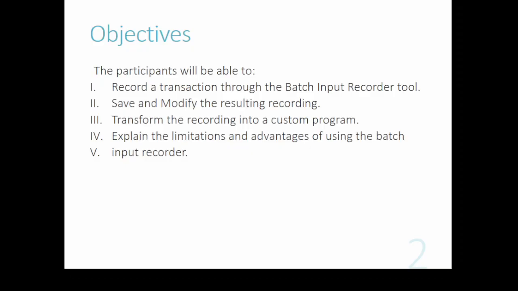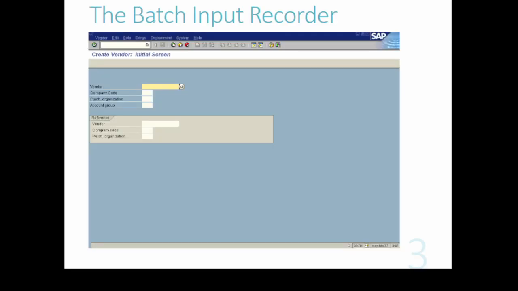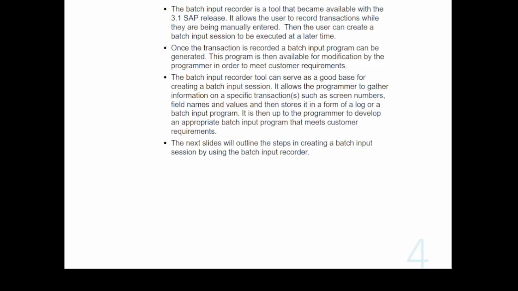Screen objective. The participant will be able to record a transaction through the batch input recorder tool, save and modify the resulting recording, transform the recording into a custom program, and explain the limitations. We will explain the limitations and advantages of using the batch input recorder. If we want to do batch input recording for our transaction vendor creation FK01, we will perform this recording via the T code of batch input recorder in the next slide.